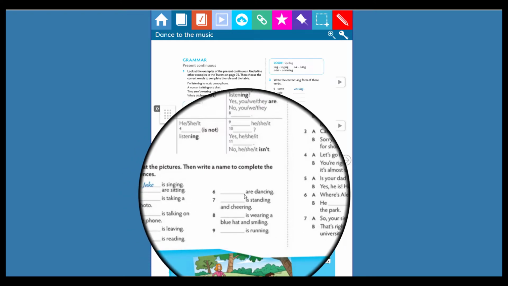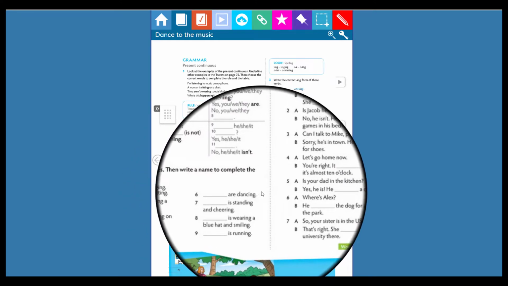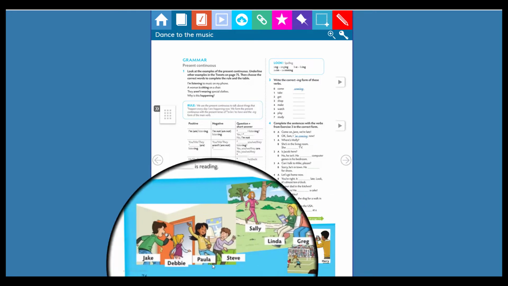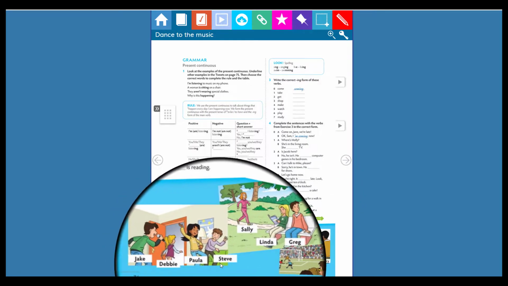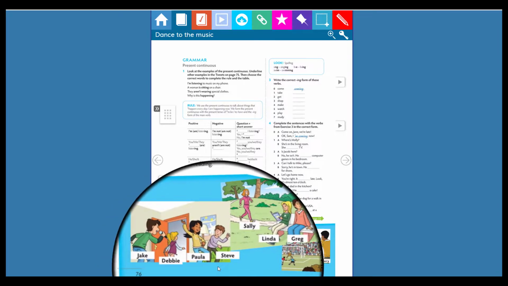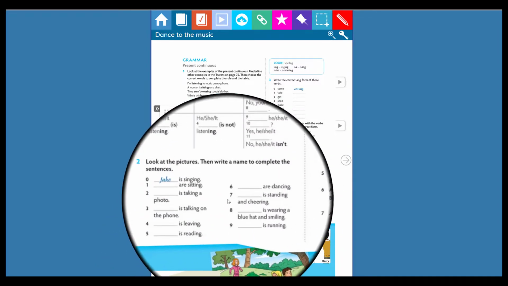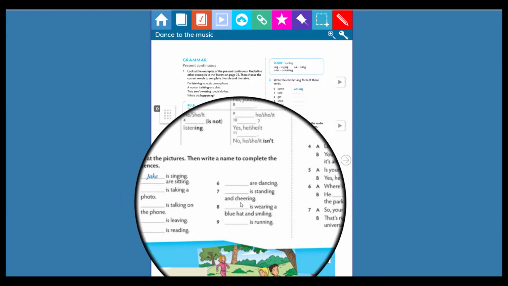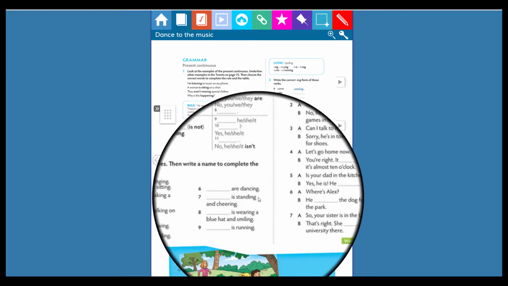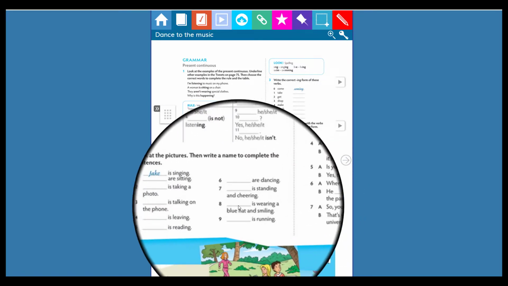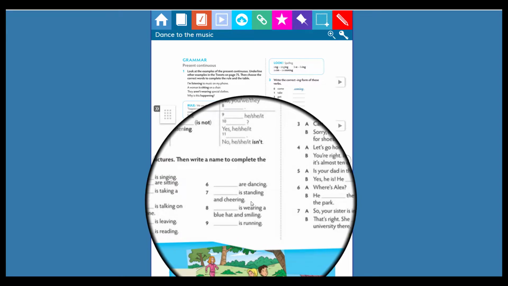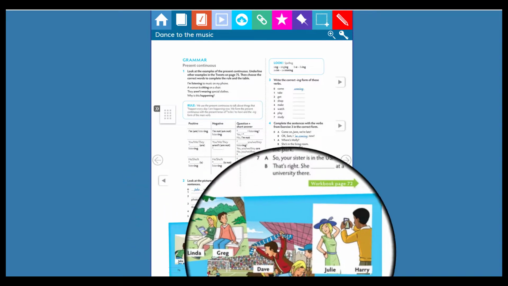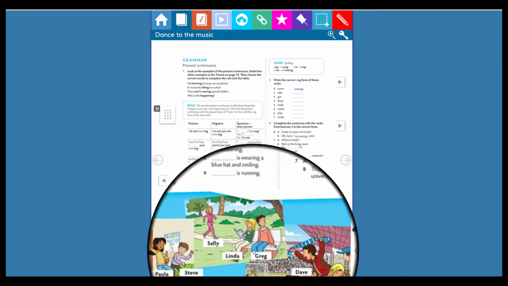Number 6 are dancing. Are dancing. The names are Paula and Steve. Paula and Steve are dancing. Number 7 is standing and cheering. Standing, de pie, and cheering, apoyando. The name is Dave. Dave is standing and cheering.